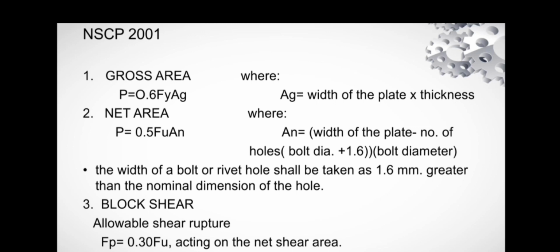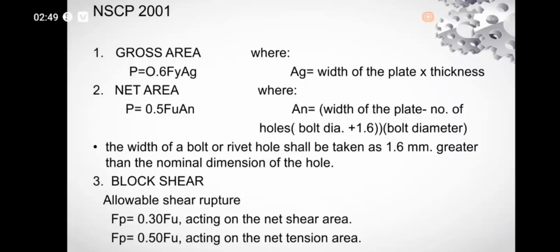So take note, the width of the bolt or rivet hole shall be taken as 1.6 mm greater than the nominal dimension of the hole. That is why the bolt diameter will be added by 1.6. So allowable shear rupture. If acting on the net shear area, the formula to be used is Fb equals 0.30 Fu. If acting on the net tension area, the formula to be used is Fb equals 0.50 Fu.